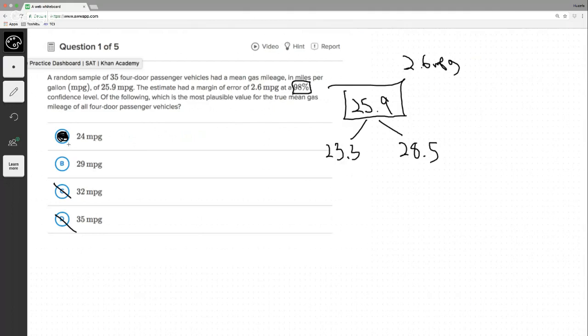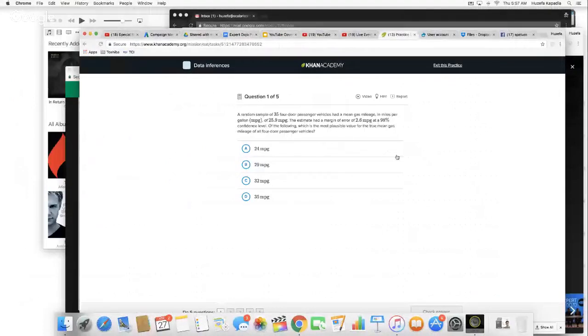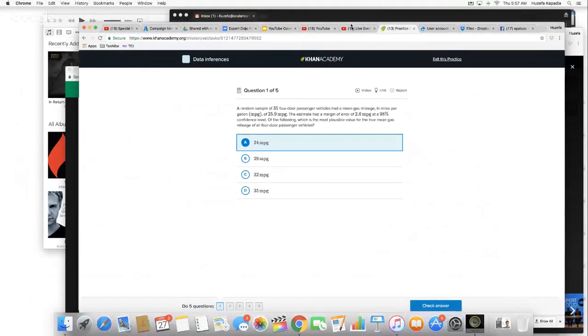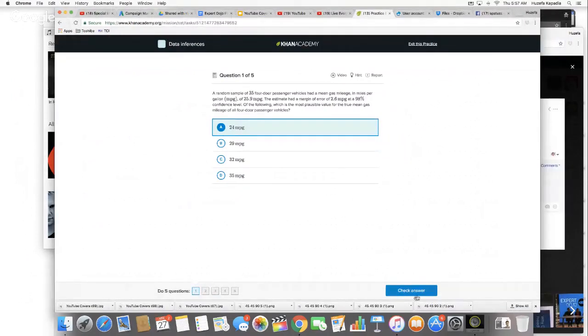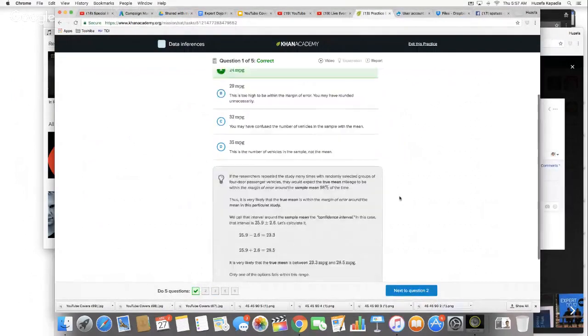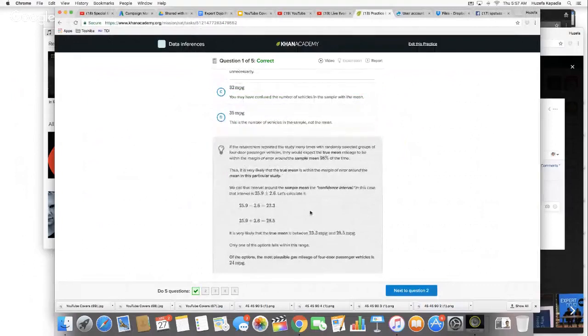I really want to read their explanation, because I'm curious to know how the 98% factors in. I actually don't know. So let's say 24. So what I would do on the test, I would just kind of analyze it, something like this, and see what it is. So it is right, but let's see what they say. It's literally what I did, but where's that 98% factored in?